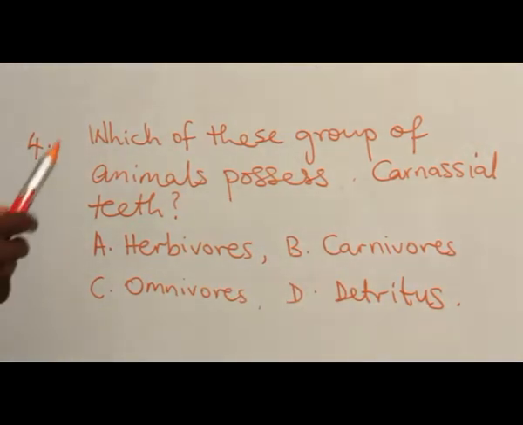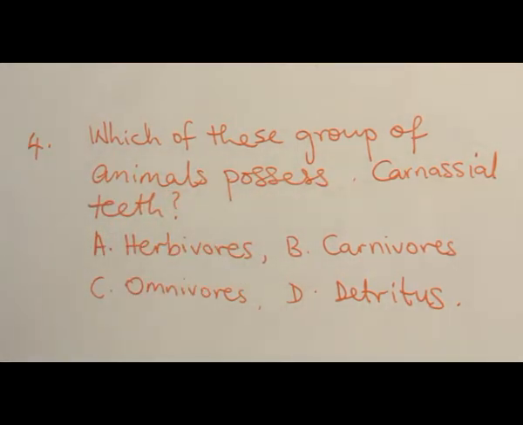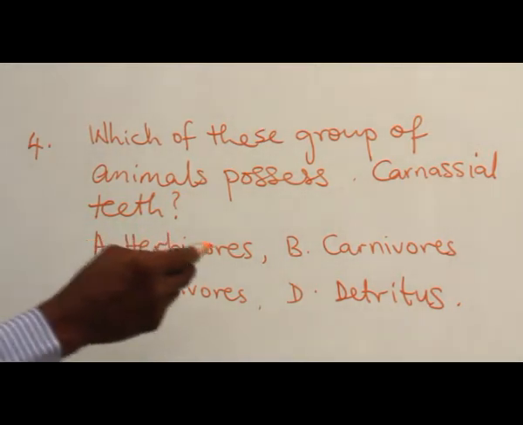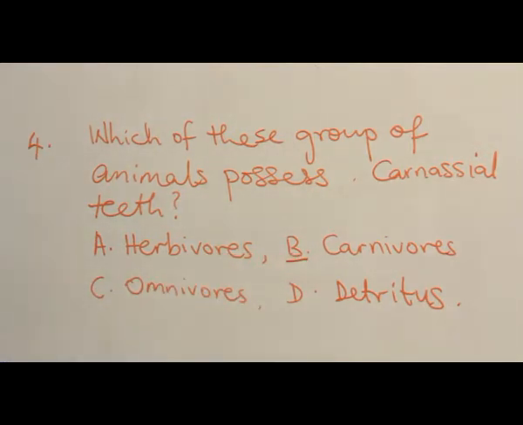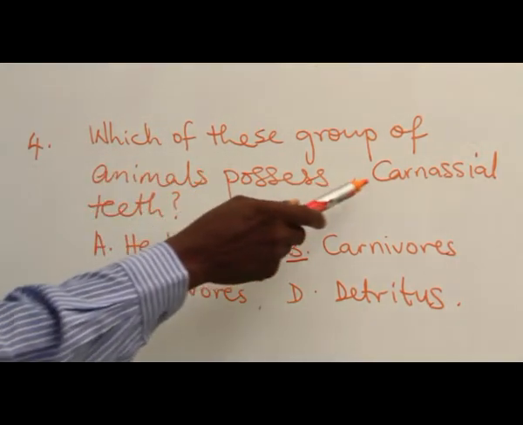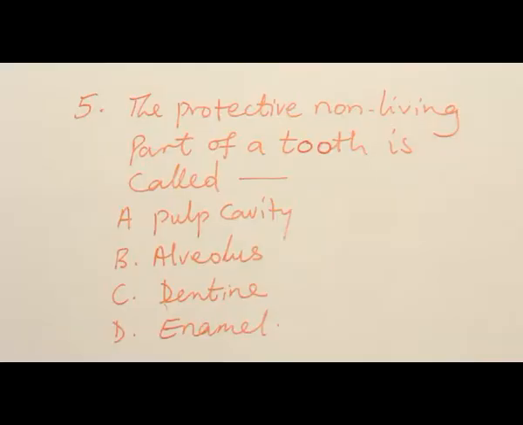Then we are talking about carnassial teeth, large teeth for cracking bones. And animals that feed on flesh and always feed on bones should be option B, which is carnivores. So carnivores are the animals that possess carnassial teeth. So our answer is option B, carnivores.